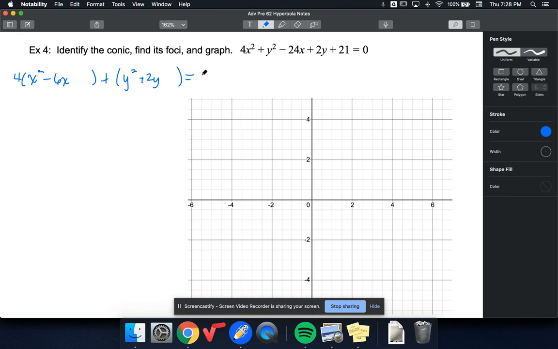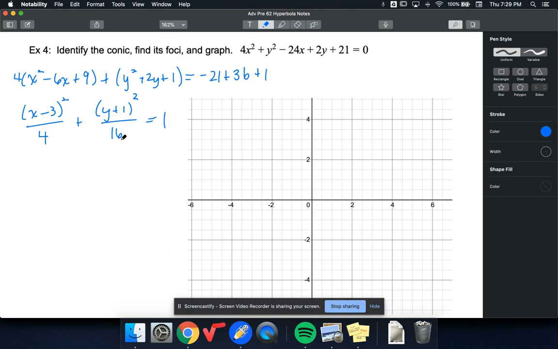I'm going to move that 21 to the other side. Over here, I know I need to add 9, so that's like adding 36. Over here, I'm going to add 1. So negative 20 plus 36 is 16 on this side, so I'm going to divide everything through by 16. I'm also going to complete my square. So x minus 3 squared, when I divide by 16, that 4 cancels and leaves me 4. Y plus 1 squared over 16, and that's going to equal 1.